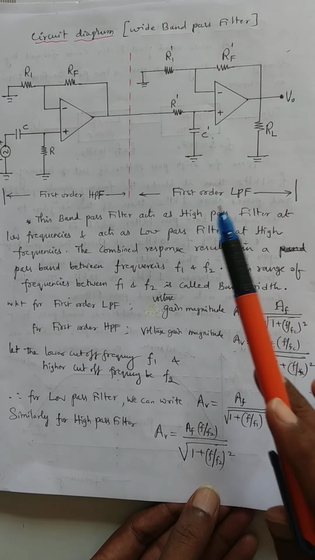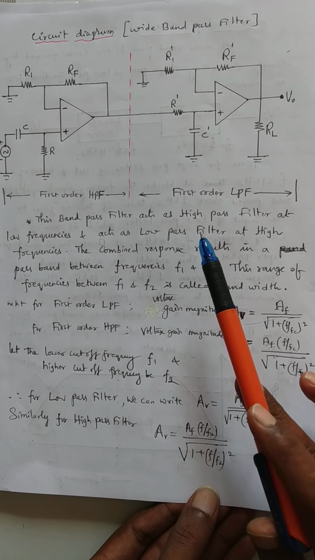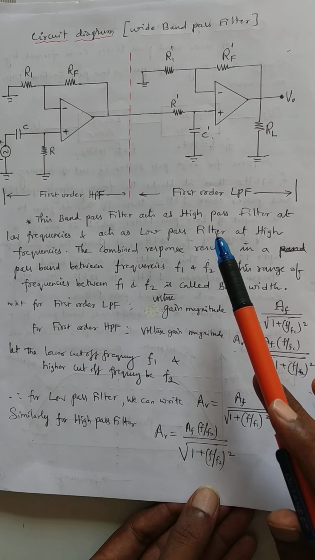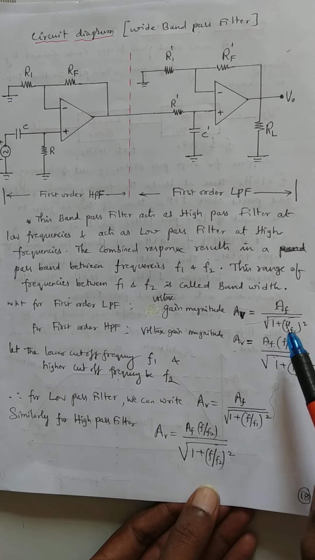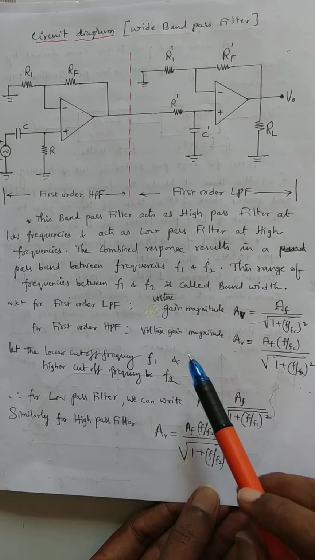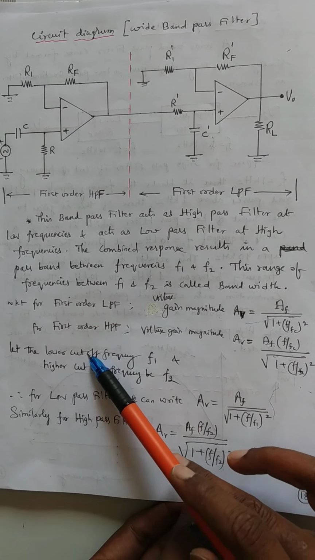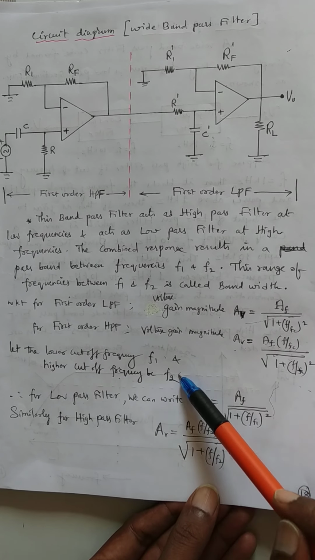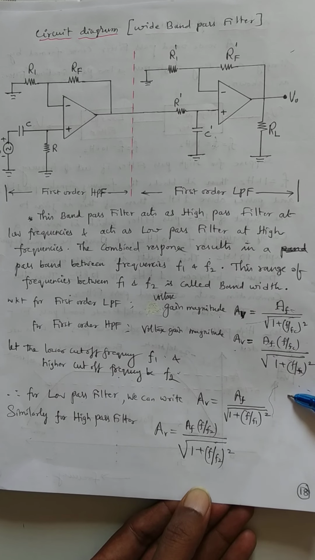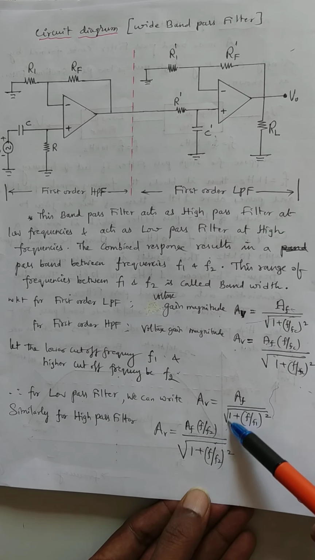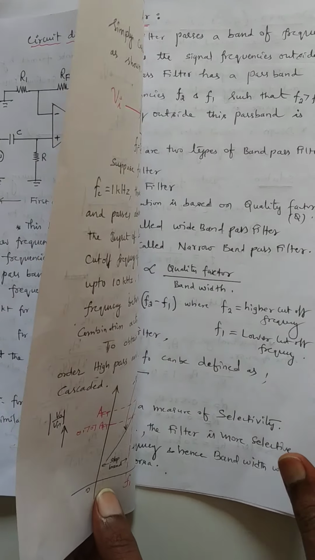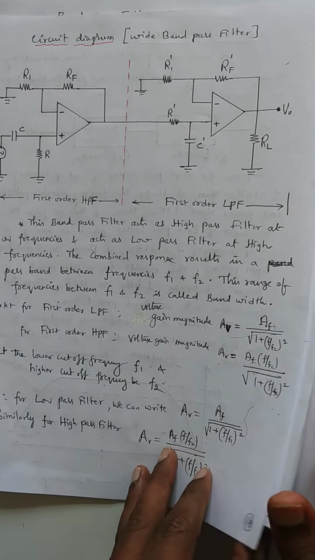Now since this filter acts as high pass filter at low frequency and low pass filter at high frequencies, hence for these cutoff frequencies, instead of FC and here FC, we have to take F1 and F2. So let the lower cutoff frequency be F1 and higher cutoff frequency be F2. Hence in this formula I am replacing F1 and F2 here. Then you will get this equation. Now I have to take the product of these two.